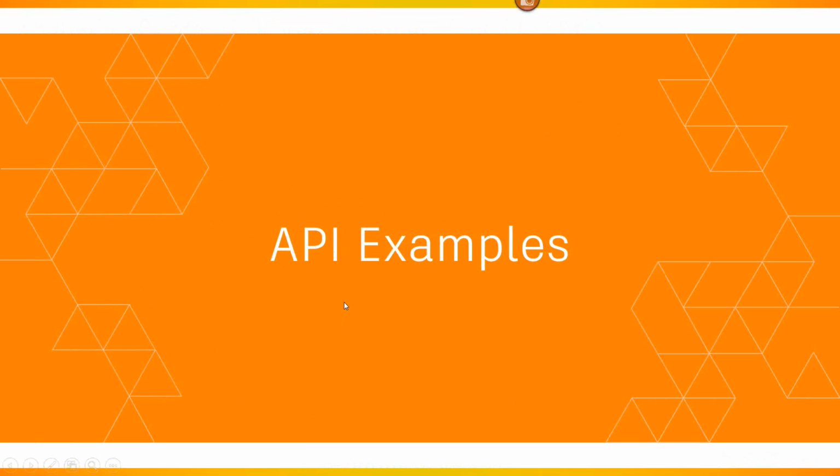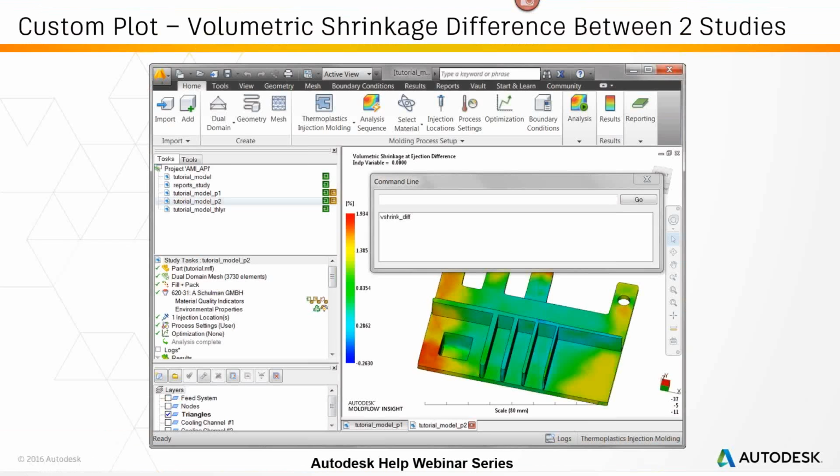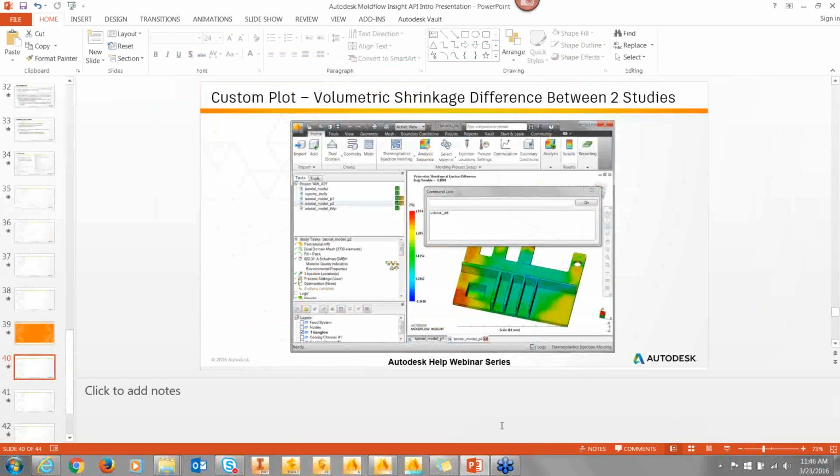So we have some time here, and I wanted to go through a few examples of some scripts that have been done in the past. So let's say I have a model, and I ran two different packing profiles with that model. And what I want to do is just compare the difference in volumetric shrinkage between those two studies. So I created a script that would allow me to open both of those studies. So let's do this live and see what we can do.